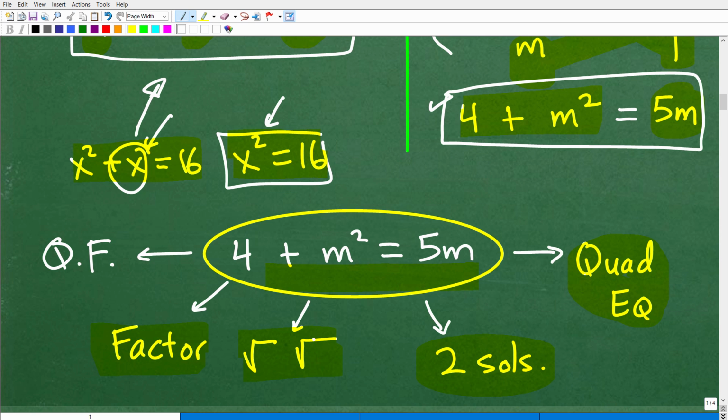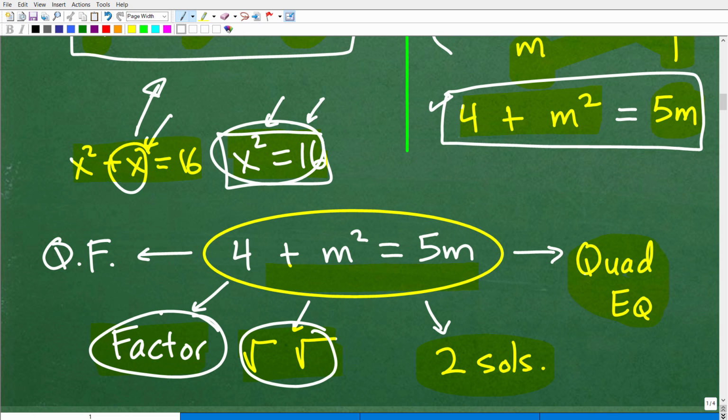But let's just make sure we're clear. You're not going to be able to solve every single problem by taking the square root of both sides. Only those problems that are set up to solve in that manner. Okay, so if you can't take the square root of both sides, like in this particular problem, you're going to want to try to factor that quadratic trinomial, okay? But guess what? Not every quadratic trinomial is factorable. So, where does that leave us?